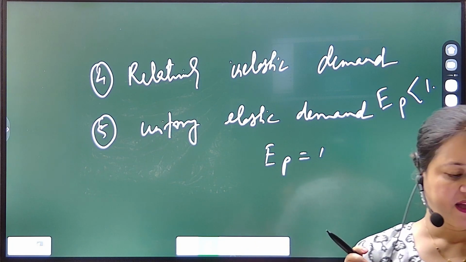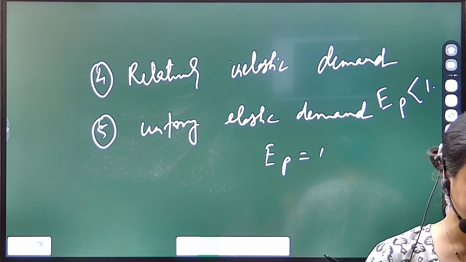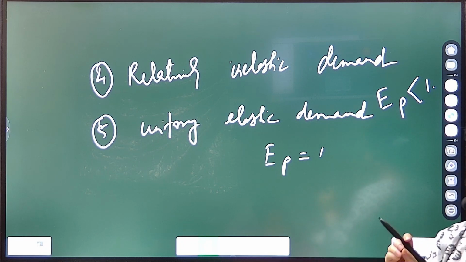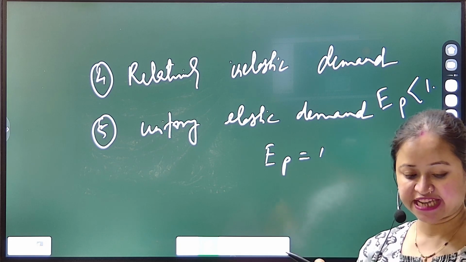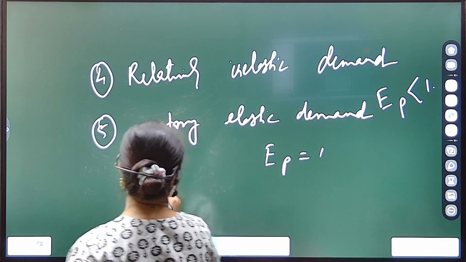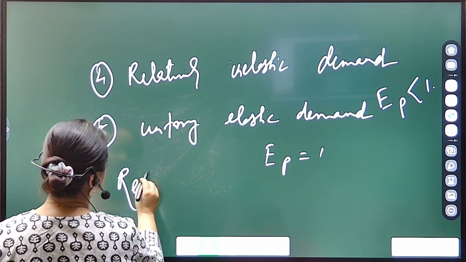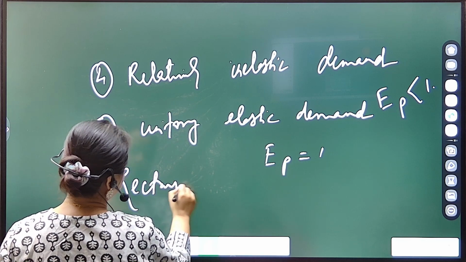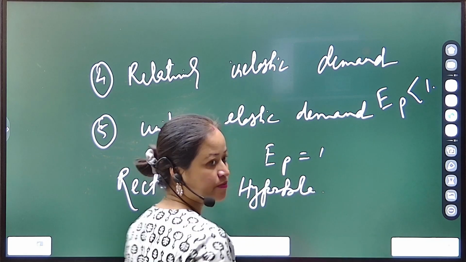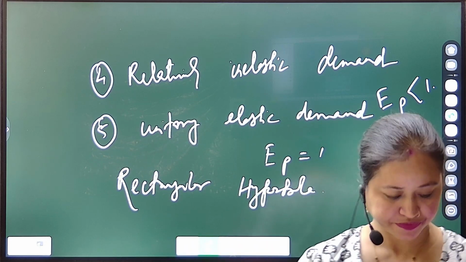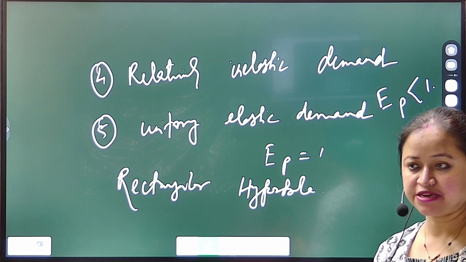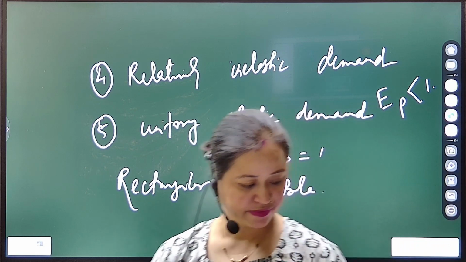So here the demand curve slopes downward from left, but it is a rectangular hyperbola. You see the demand curve, how it is. It is your rectangular hyperbola. You underline that. Okay, so in unitary elastic demand, the demand curve is like a rectangular hyperbola. Fine? Underline that. Done? Understood? Any doubt? Okay.